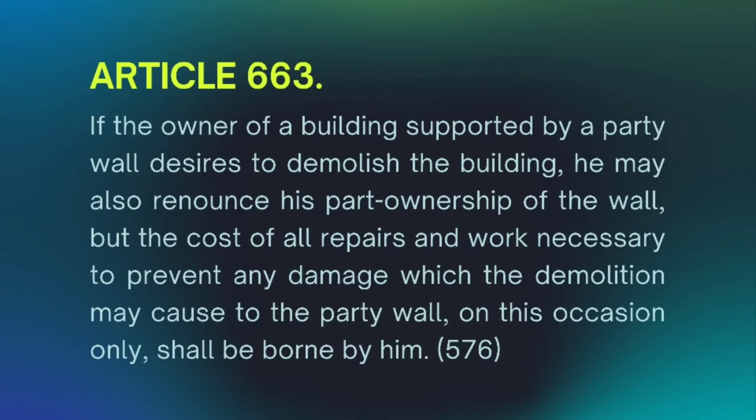Article 663. If the owner of a building supported by a party wall desires to demolish the building, he may also renounce his part ownership of the wall, but the cost of all repairs and work necessary to prevent any damage which the demolition may cause to the party wall, on this occasion only, shall be borne by him.